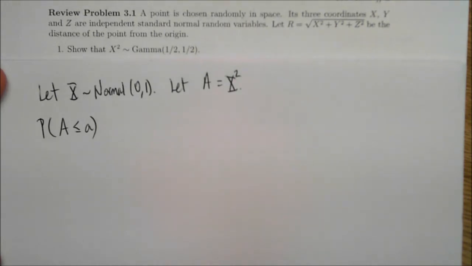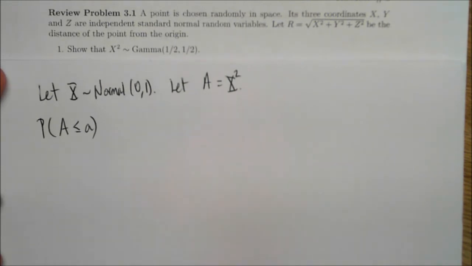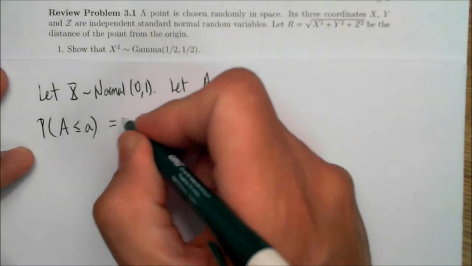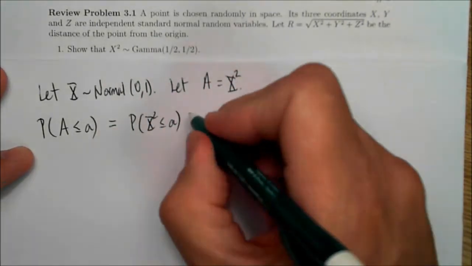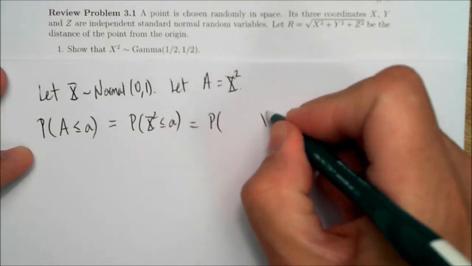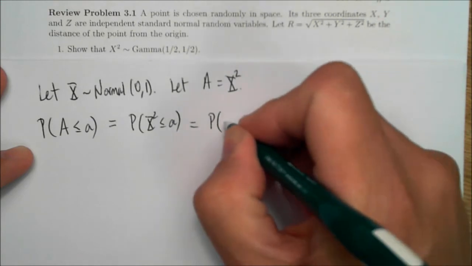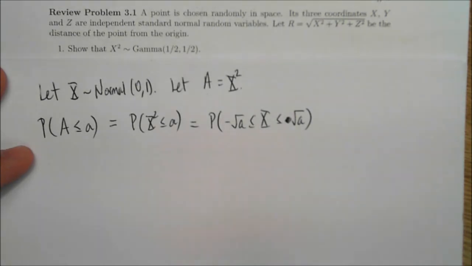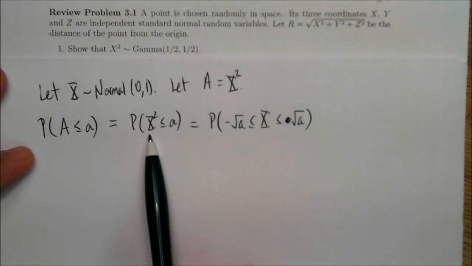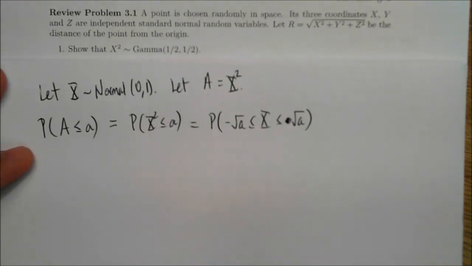The way that I will approach this is by looking at the CDF of A and trying to figure it out. So the CDF of A is equal to the probability that x squared is less than or equal to a. And that's the same thing as x being between positive square root of a and negative square root of a. This one is a little bit more complicated than some of the transformations that we've seen in class because x squared is not a one-to-one function. If x squared is less than or equal to a, that means x is between these two things.